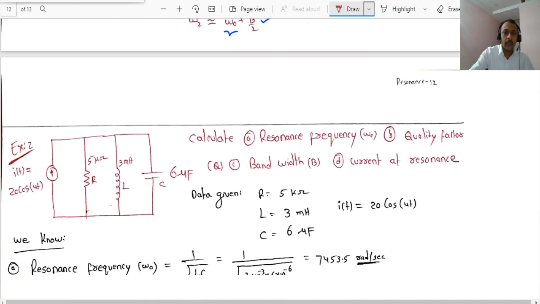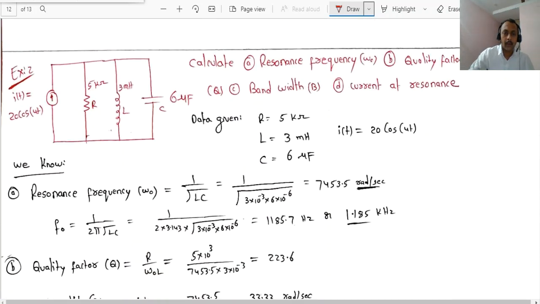So let me do a small problem on the resonance frequency, quality factor, bandwidth, and current at resonance. R is given as 5 kilo ohm, L is 3 millihenry, C is 6 microfarad, and the current is 20 cos 40. If you observe its mathematical form, i of t equals some Im cos of omega t, right? Now what about resonant frequency? Omega naught equals 1 by root LC.